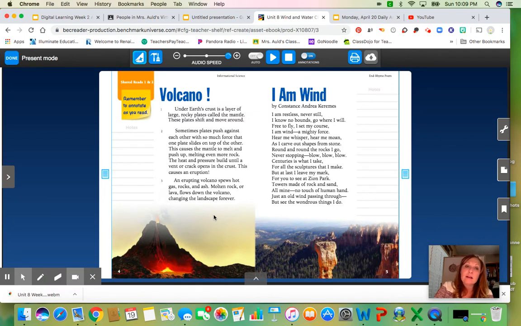What do you see? I don't know about you, but I see fire coming out the top. I see lava coming down. And I can actually go to my paragraph 3 right here, where it talks about what you're going to see. An erupting volcano spews hot gas, rocks, and ash. Molten rock or lava flows down the volcano, changing the landscape forever. So those are some of the things that I can put on that I see. I see an erupting volcano. I see it spewing hot gas and rocks out the top. I see molten rock or lava flowing down the volcano.